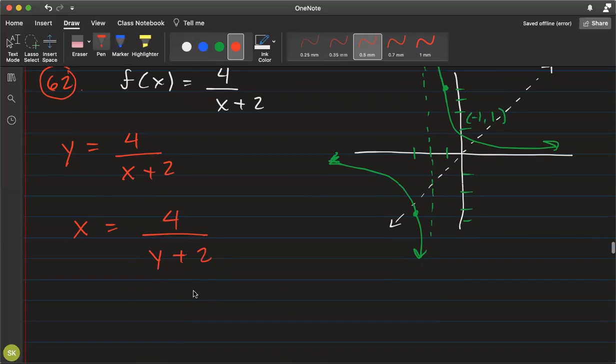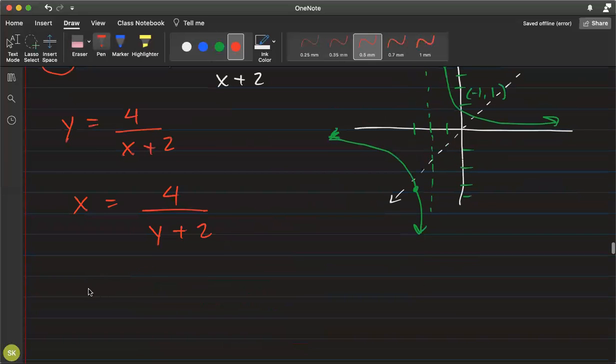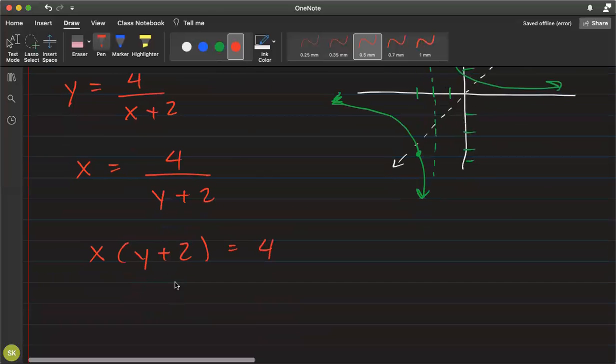Now the objective is to solve for y. I have y in the denominator, and I don't like that. What I'm going to do is multiply both sides by y plus 2. So I get x times y plus 2 is equal to 4, because if I multiply this side by y plus 2, that'll cancel. I'm almost done.